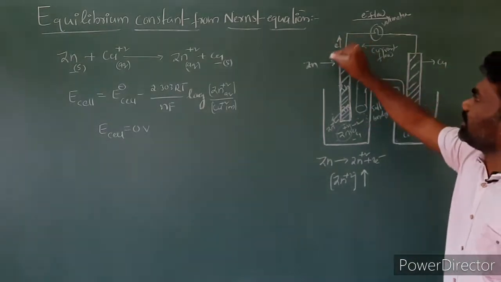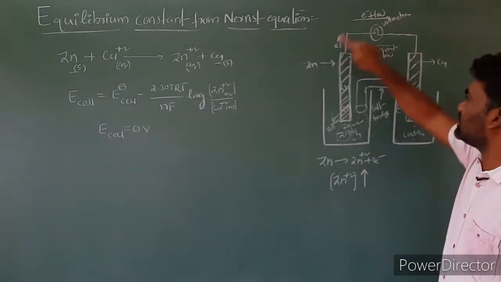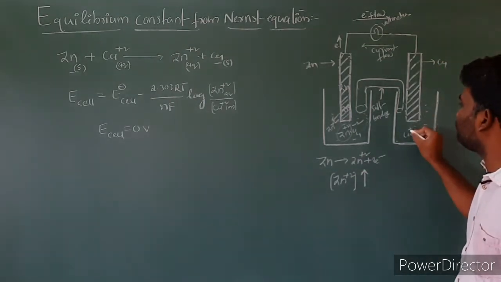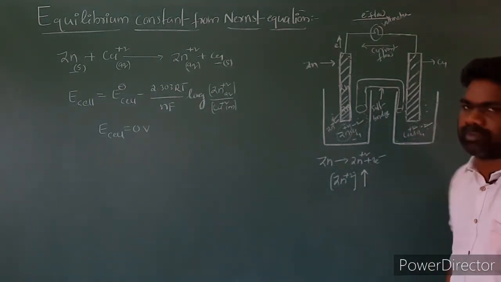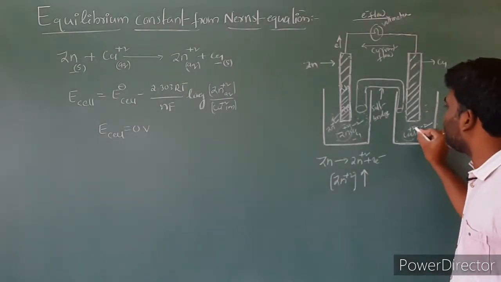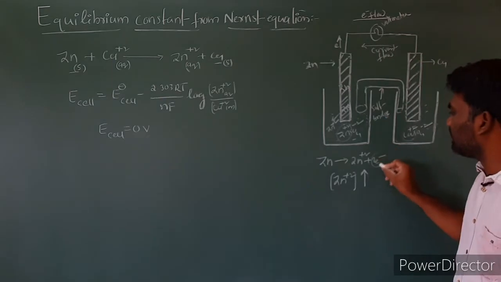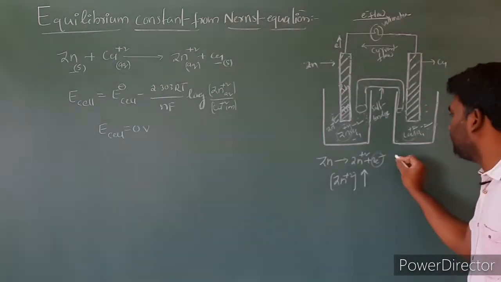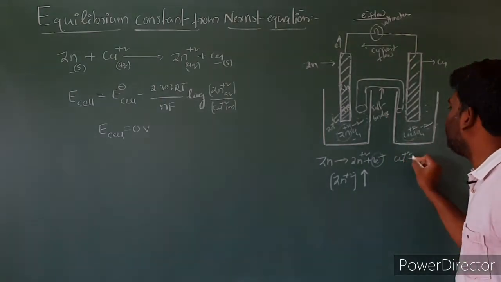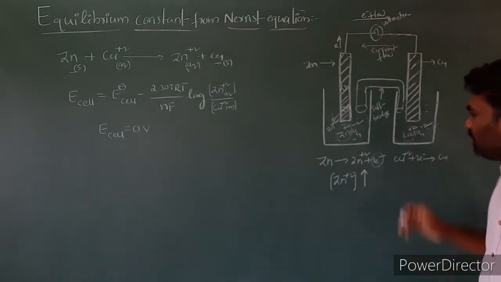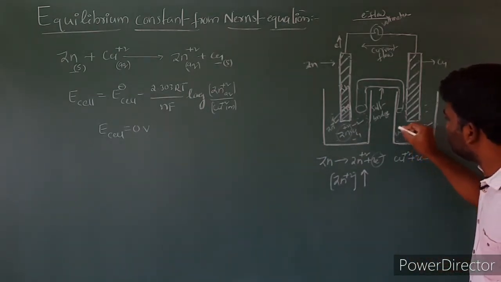And these two electrons lost by zinc come to the copper rod. Here in the copper half cell there are Cu2+ ions and SO4 2-. The Cu2+ ion takes these two electrons lost by zinc, so Cu2+ plus 2 electrons gives rise to Cu. So here Cu2+ is present in the solution.